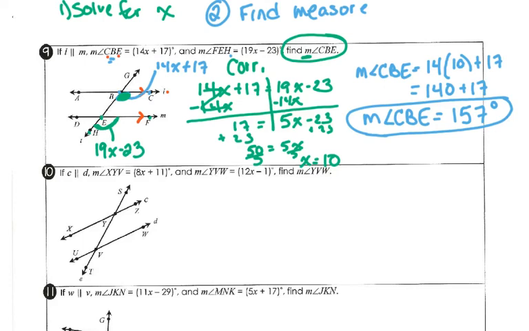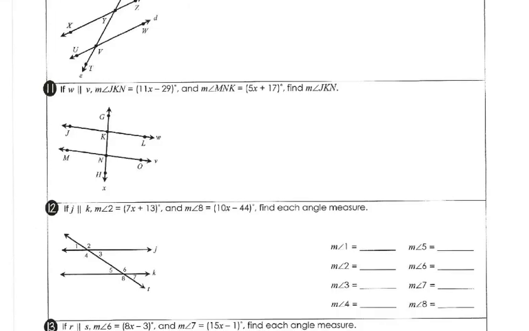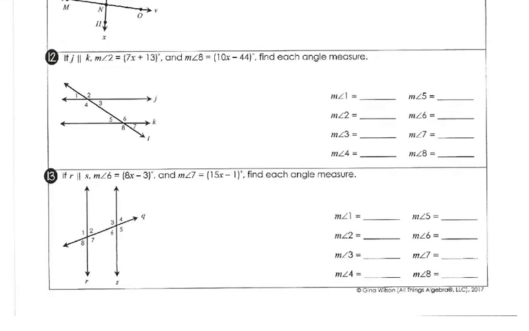All right. Now, I'm going to do one more example with you guys, and that's going to be number 13. So all the way down at the bottom. For 13, they're telling you R is parallel to S. So again, I can draw on these little arrows to show that they're parallel. Now they tell me the measure of angle 6, so that's this guy right here, is 8x minus 3. And then they tell me the measure of angle 7, that's this guy right here, is 15x minus 1.